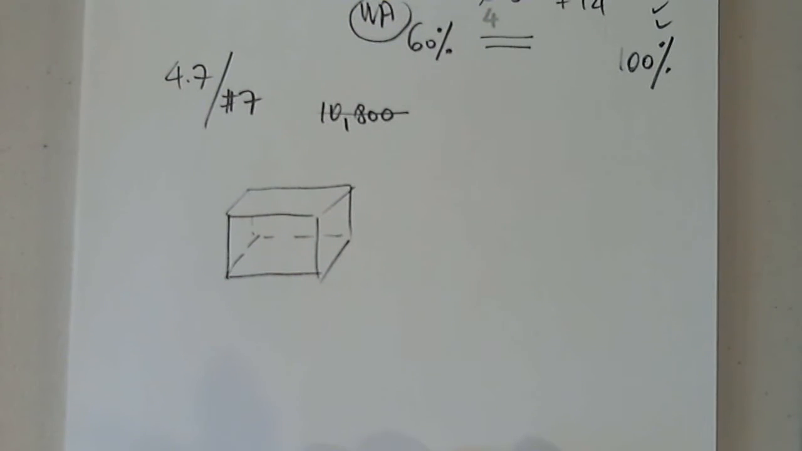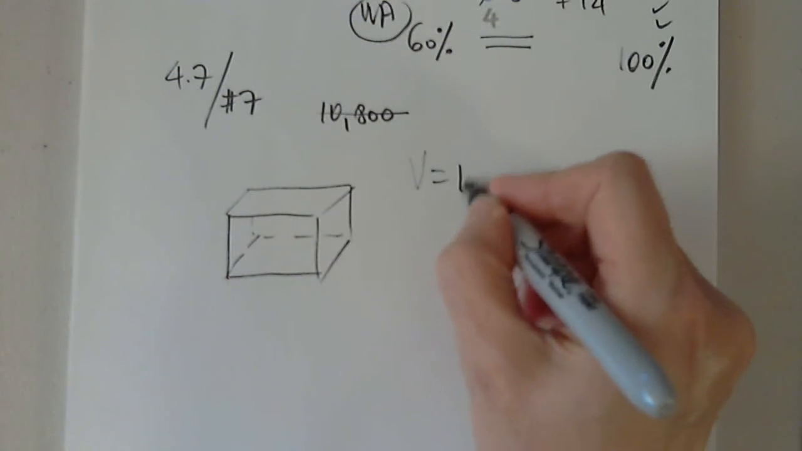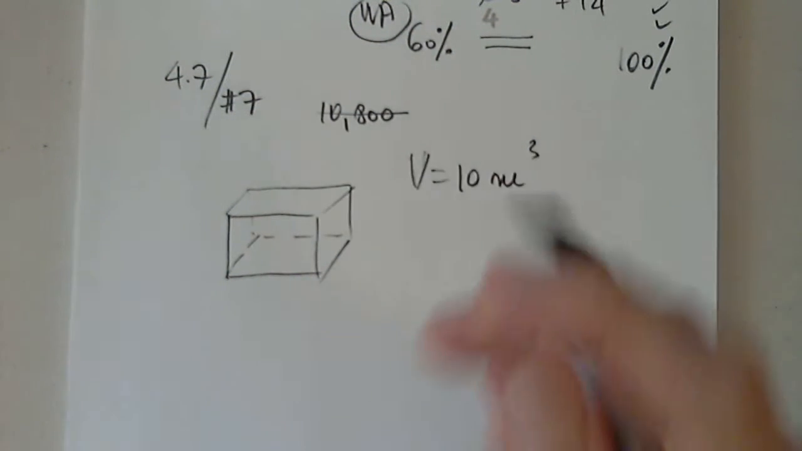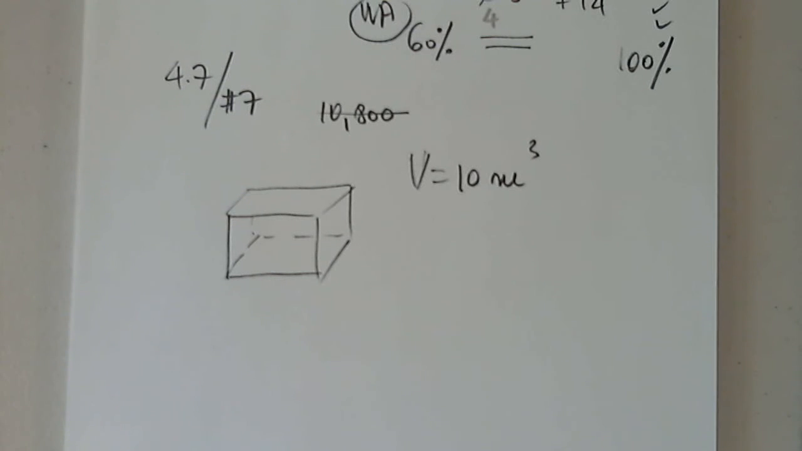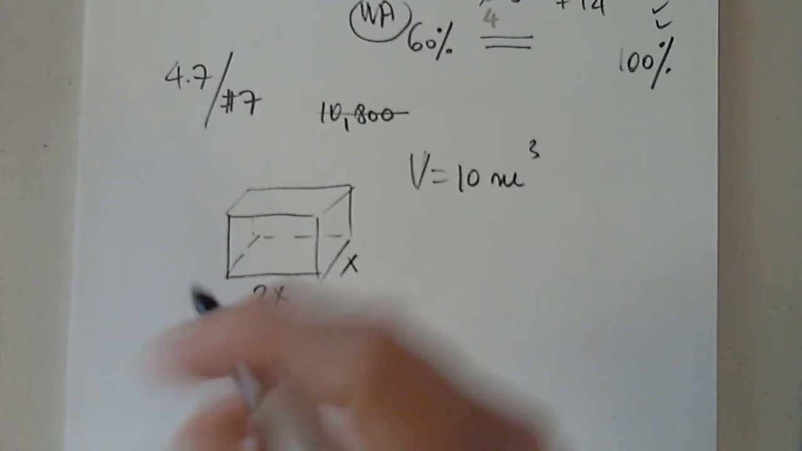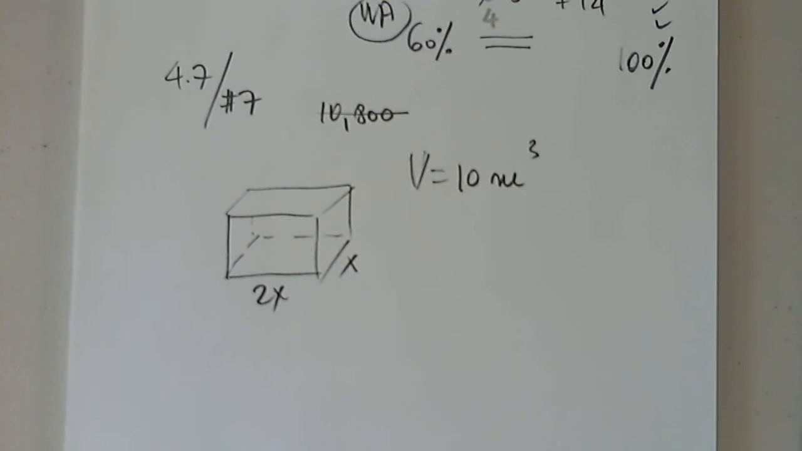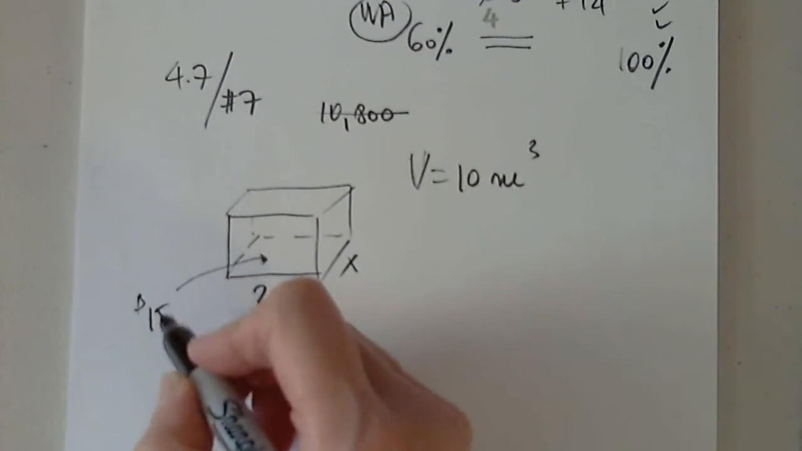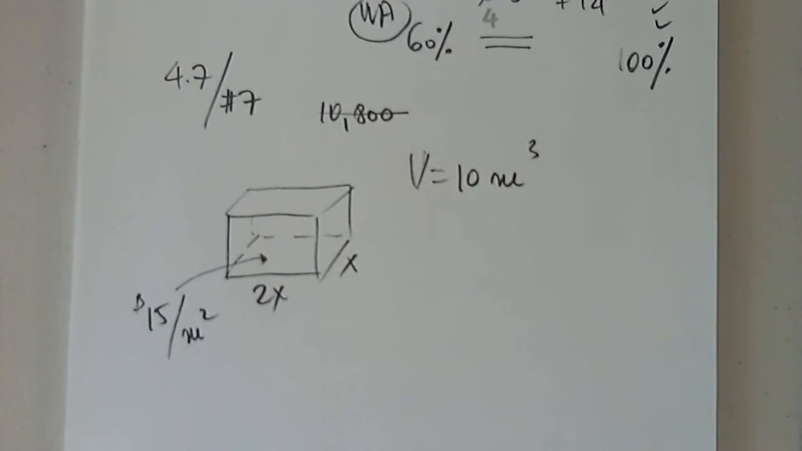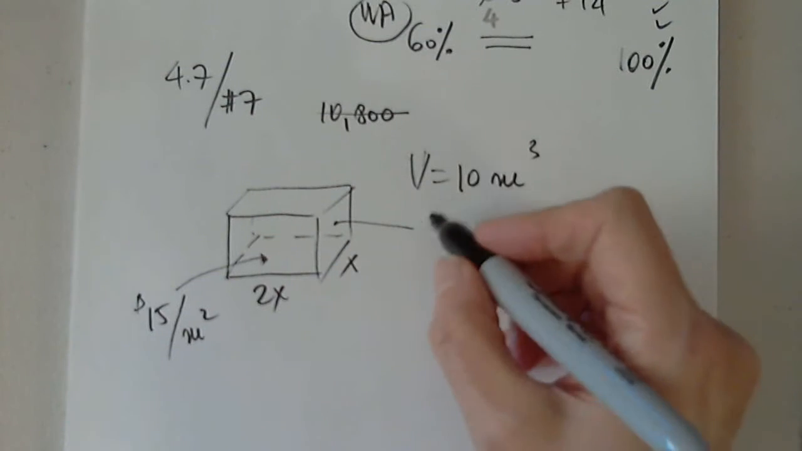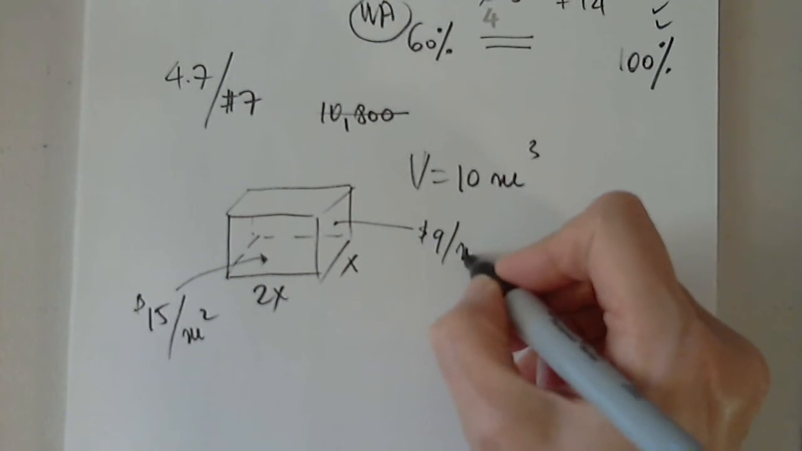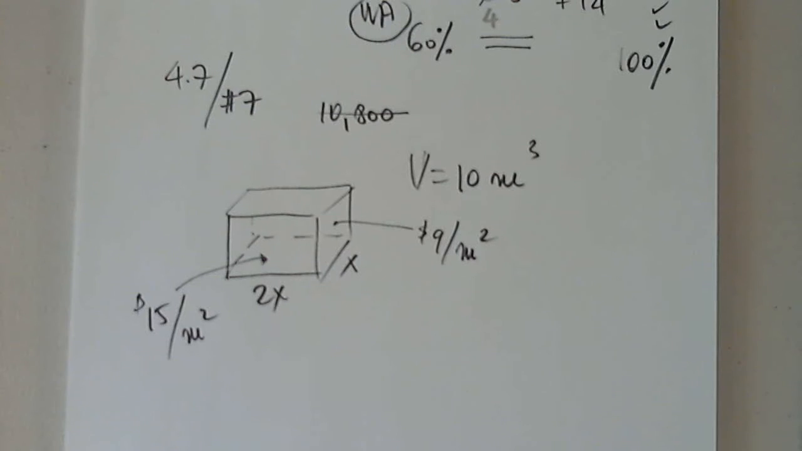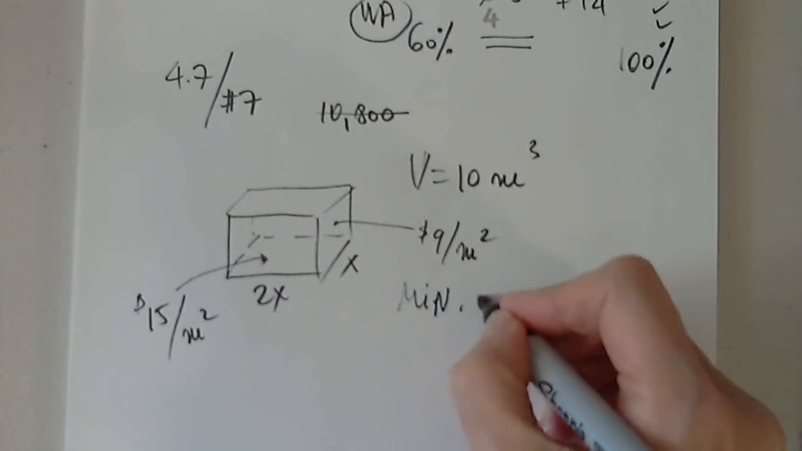Without a lid is to have a volume of 10 cubic meters. The length of this base is twice the width. Material for the base cost, I think we did this problem last time. Material for the sides cost 9. I think we did this problem last time, but maybe I'm wrong. Find the cost in dollars of material for the least expensive. Minimize cost.